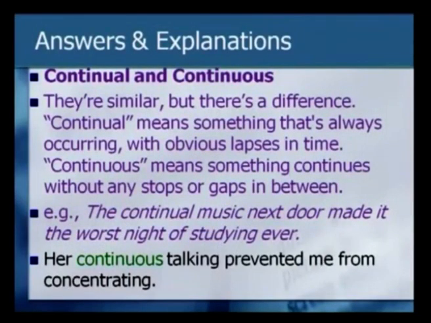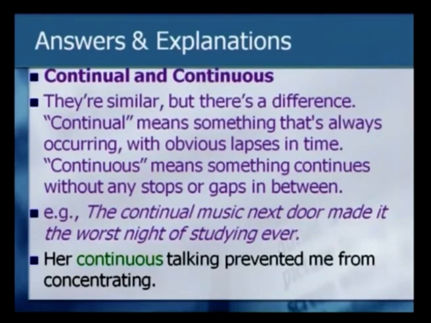Now, at the outset, both words look similar, but there is a difference. Continual means something that is always occurring, with obvious lapses in time. Continual rainfall during the year in this area, which means there is some gap, but it will be there. Continuous means something continuing without any stops or gaps in between. It has been continuously raining for the past 3 days, that means no stop in between.